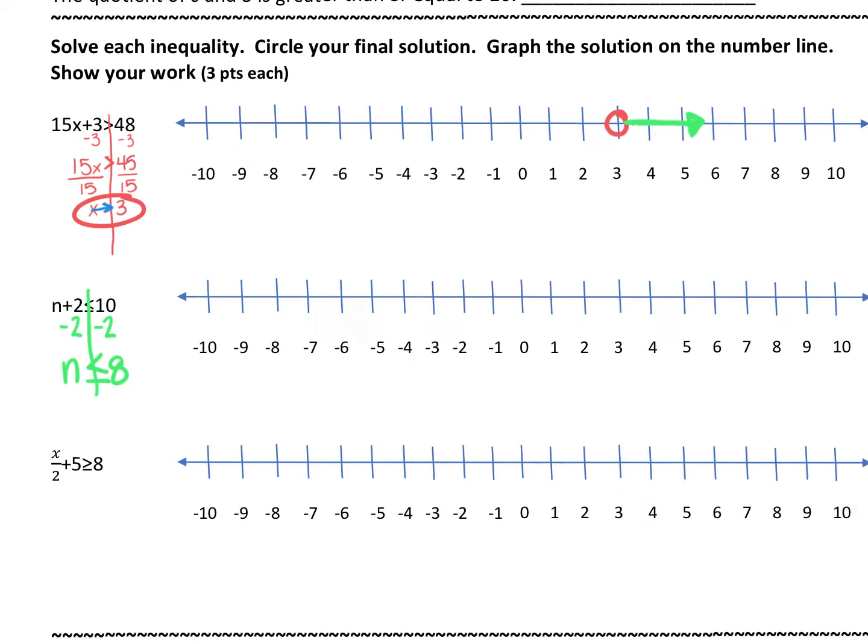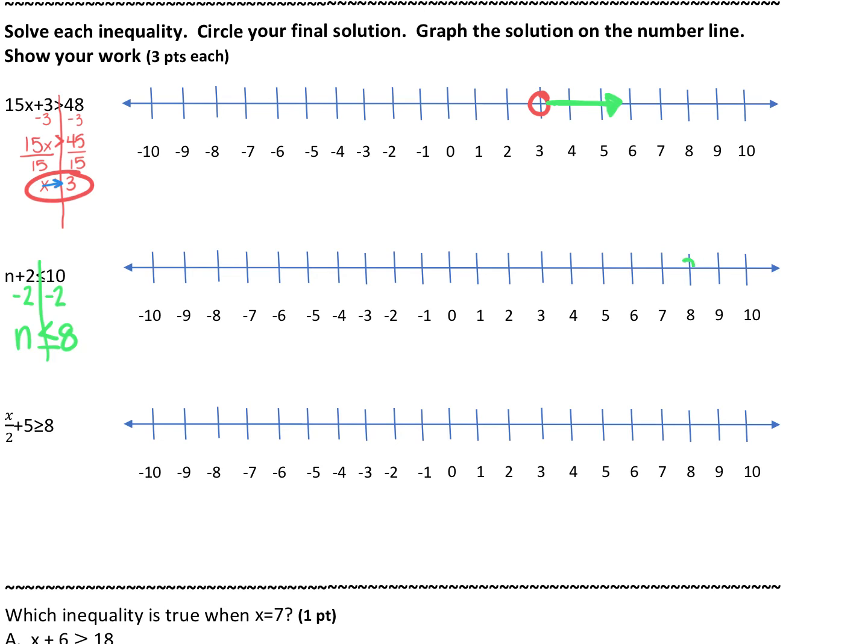N is by itself, so we can go ahead and put our circle on our number line on 8. And this time we're using a closed circle on n because it's n is less than or equal to 8, not just less than. So since it could be equal to, we're going to fill in that circle. And our arrow this time is going to go to the left because that's where our less than numbers are. Again, you've got to learn those symbols and know what those symbols mean. Or if your variable is on the left, you can pretend you're drawing an arrow into that inequality symbol and it tells us which direction it will head.